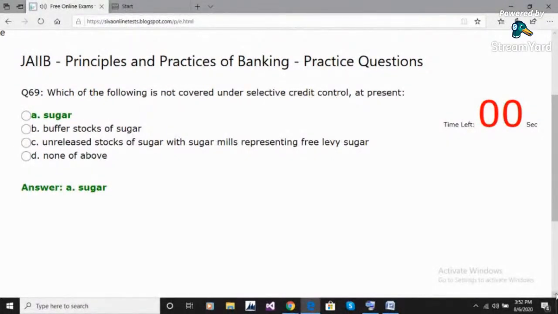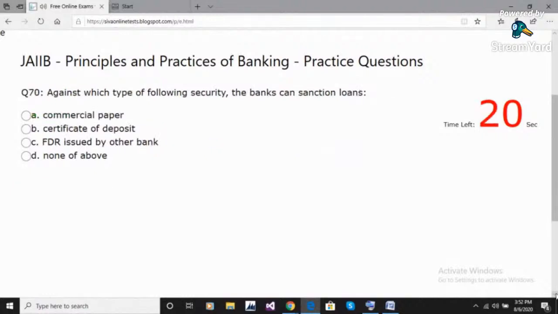Answer A sugar. Question 70, against which type of following security can the banks sanction loans? Option A commercial paper. Option B certificate of deposit. Option C FDR issued by other bank. Option D none of above. Answer D none of above.